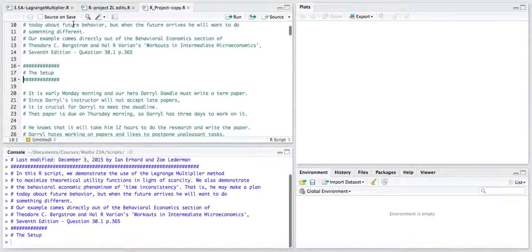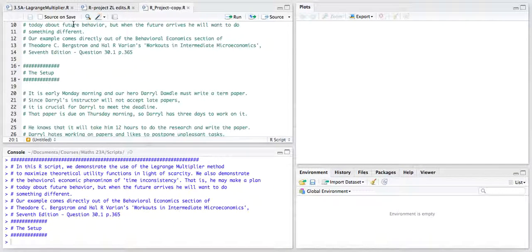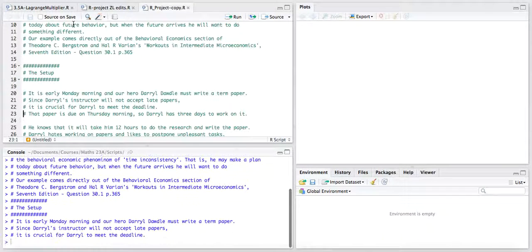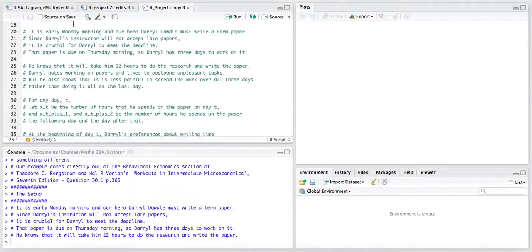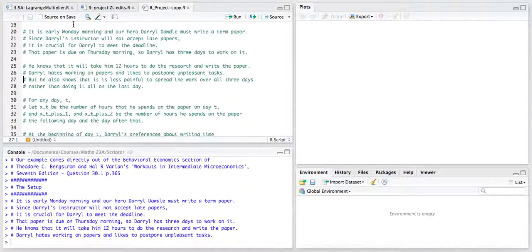So the setup. It's early on Monday morning and our protagonist Daryl Dawdle must write a term paper. Since Daryl's instructor will not accept late papers, it is crucial for Daryl to meet the deadline. The paper is due on Monday morning, so Daryl has 3 days to work on it. He knows that it will take him 12 hours to do the research and write the paper, but Daryl hates working on papers and likes to postpone unpleasant tasks. He also knows that it is less painful to spread the work over all 3 days rather than doing it all on the last day.